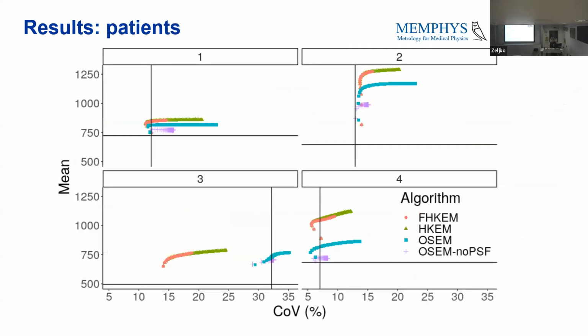However, when we look at the patient data, these are just 4, because I couldn't fit the 5th, we can see that the noise level is clearly reduced, but in terms of mean value, we don't really get any increase. And if we compare with the vendor software, which are these black lines, then at a specific coefficient of variation, the HKM reaches that point in fewer iterations.